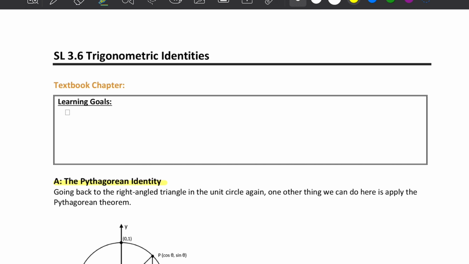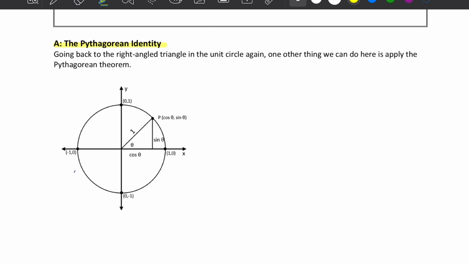This theorem can be applied to trigonometric ratios, and that results in the Pythagorean identity. In this section of the unit, we're going to learn more about the Pythagorean identity along with their proof, examples, and more practice problems. So going back to the right-angle triangle in the unit circle, here we have a right-angle triangle inside of the unit circle. And one other thing that we can do here is apply the Pythagorean theorem.